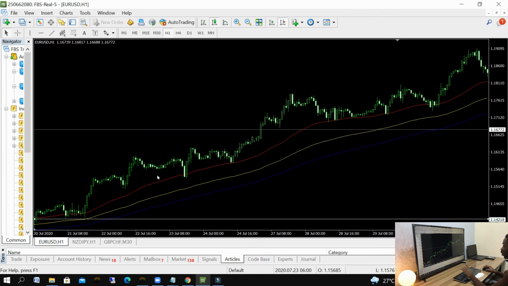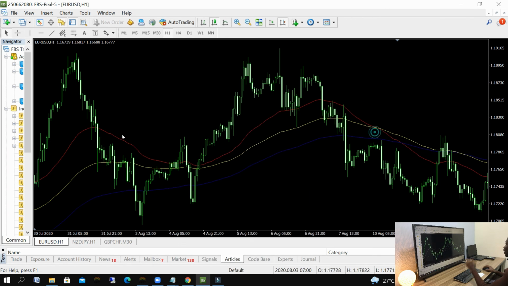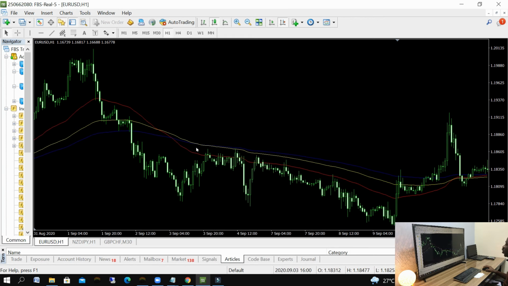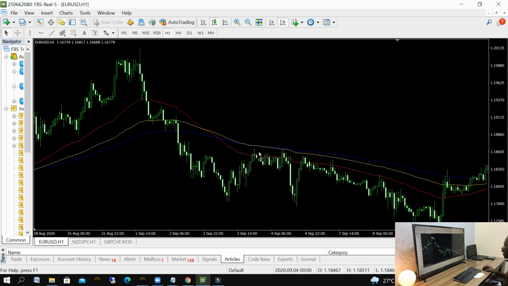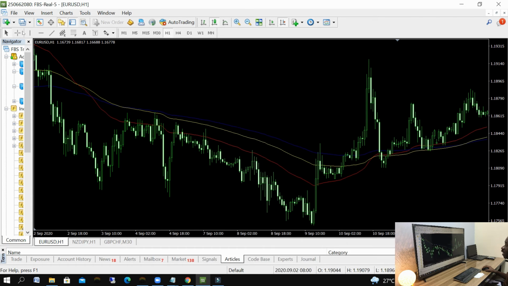So our trade is still going to happen. All those buy trades are still valid. So now let me explain the sell trade. For the sell trade, you just do vice versa. Make sure that the 50 moving average is below the 100 and the 100 is below the 150. So it taps on there, taps on somewhere here.